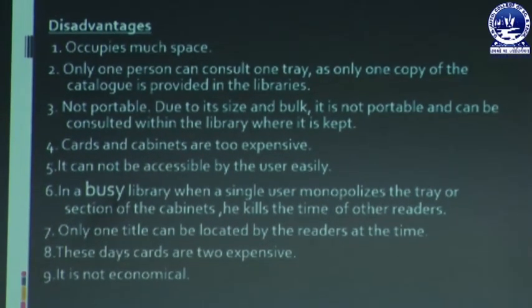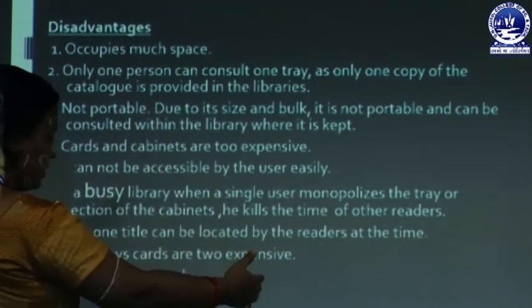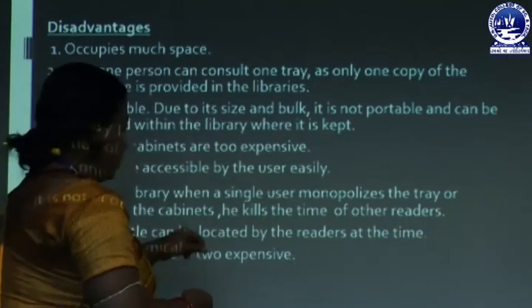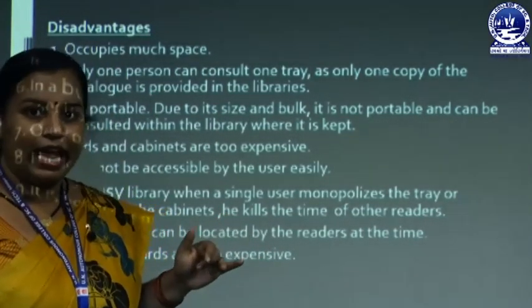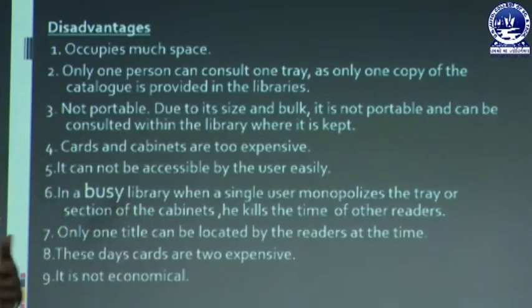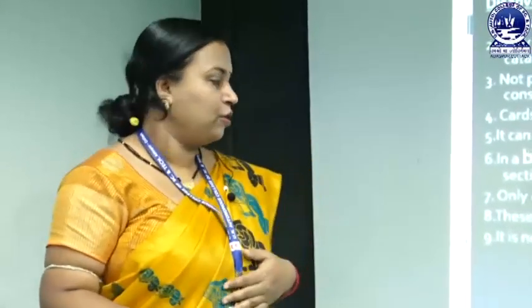In a busy library, a single user can monopolize the catalog. If it is a card cabinet, one user can go through it and search the catalog, and other users have to stand in a line. In a busy library, where a minimum of 10,000 to 20,000 students visit in a day, this catalog cannot give sufficient time to every kind of user, and cannot attend to every user.